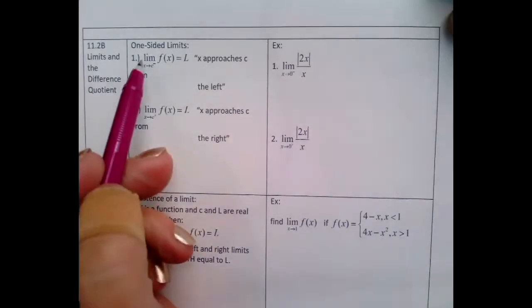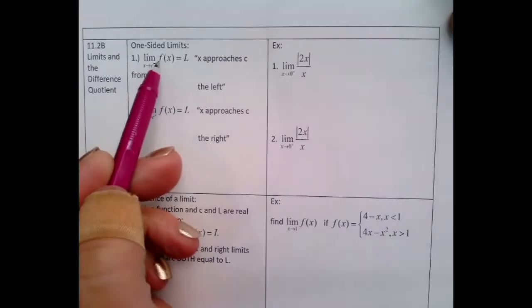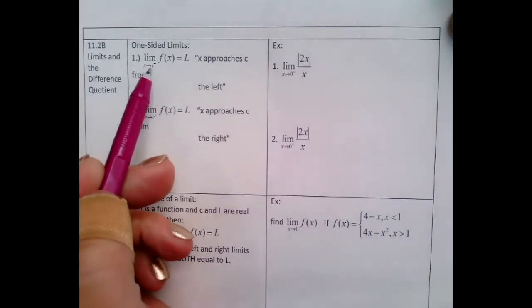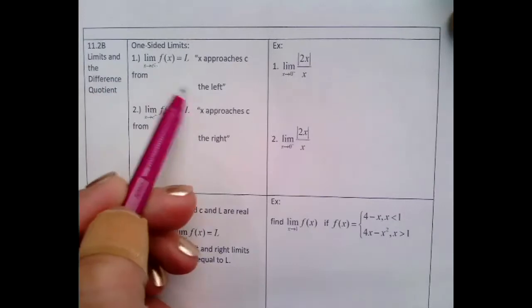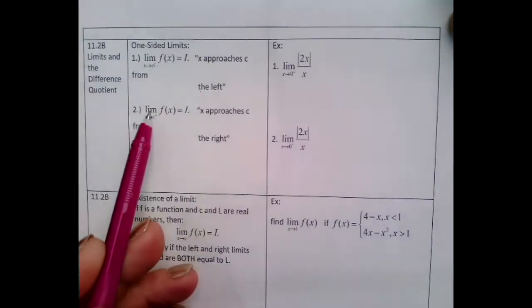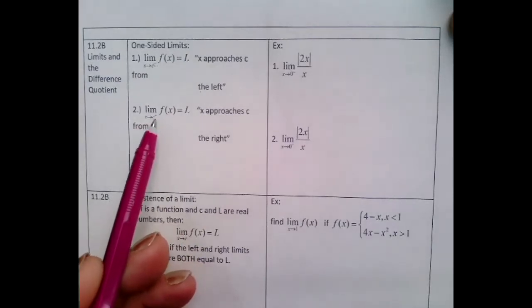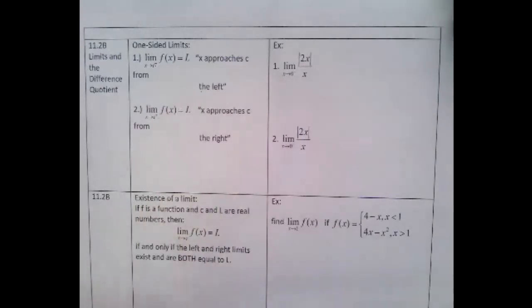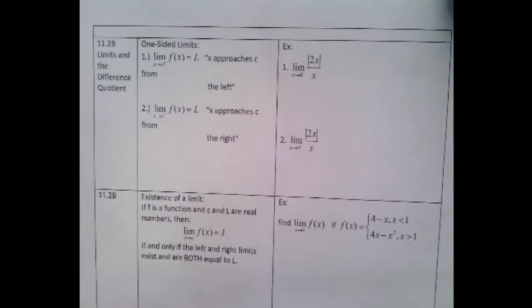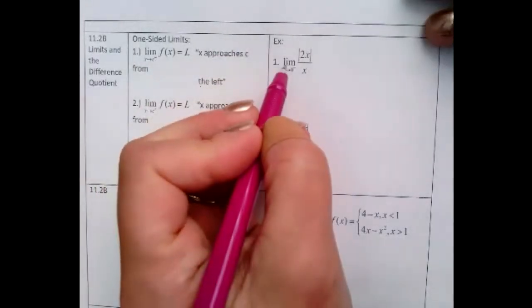It says the limit of the function f of x as x approaches c from the minus side, that means from the negative side or from the left, and the limit of the function f of x as x approaches c from the right or the positive side. Okay, so those are our one-sided limits, and we're going to be looking at both of those. So this first one right here, let's take a look.